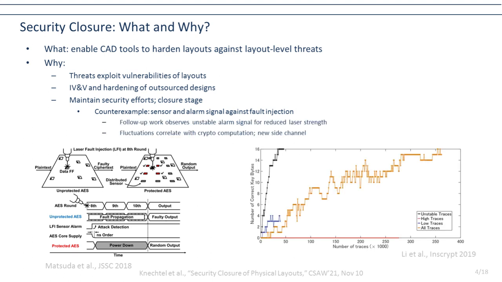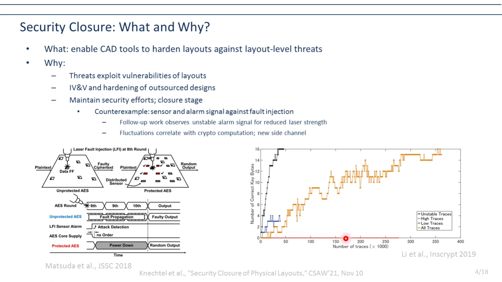And indeed, what the follow-up work has observed is an unstable behavior of this alarm signal, which is used to shut down the circuit, when the attacker on purpose is reducing the strength of the laser light. So what we see here on the right as a plot is basically the number of traces needed to infer the secret key. So the more traces needed, the more resilient is the scheme, or the more secure it is.